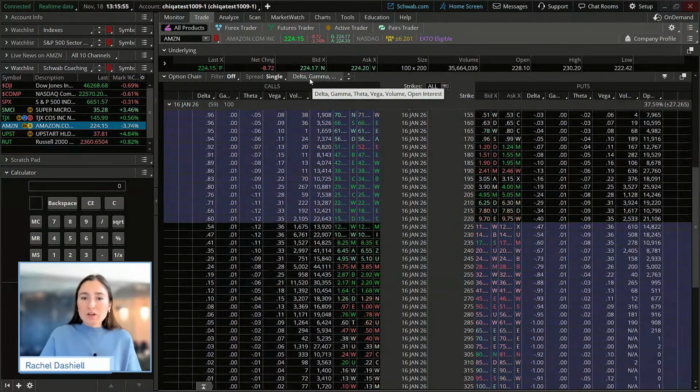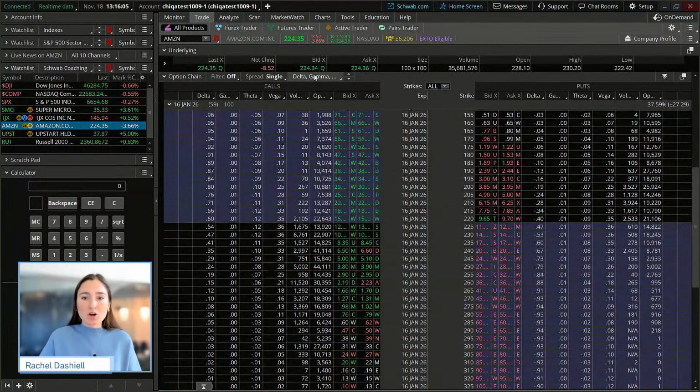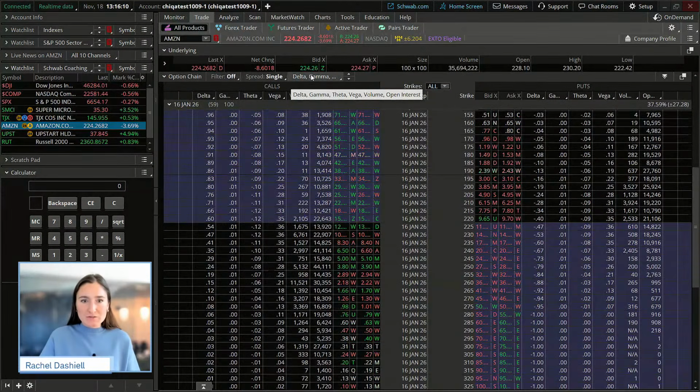But what we're going to look at is just simulating if we did see that move down to that 211 horizontal support that we just saw on the chart, what that would do to the price of our option. So we're going to use this filter here.